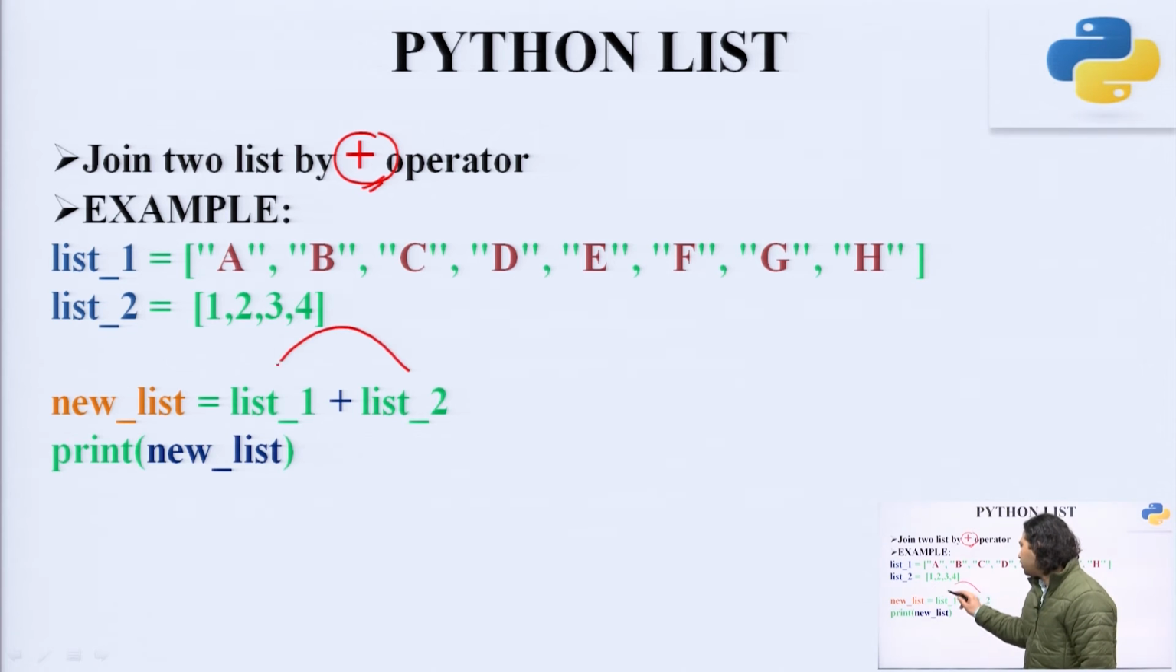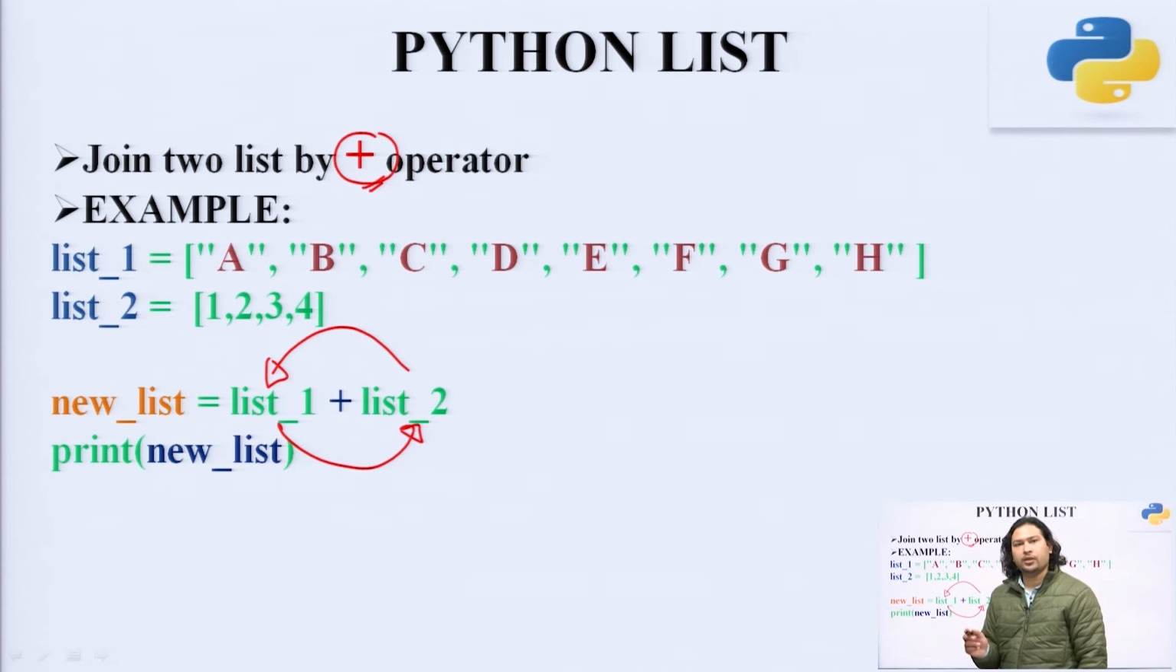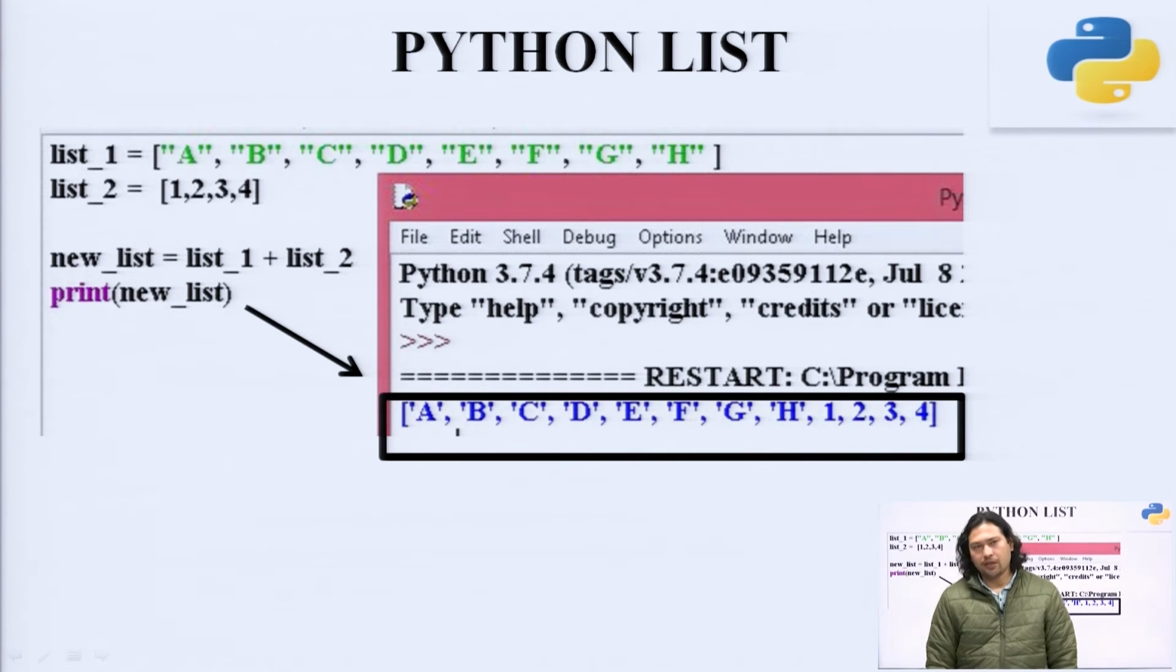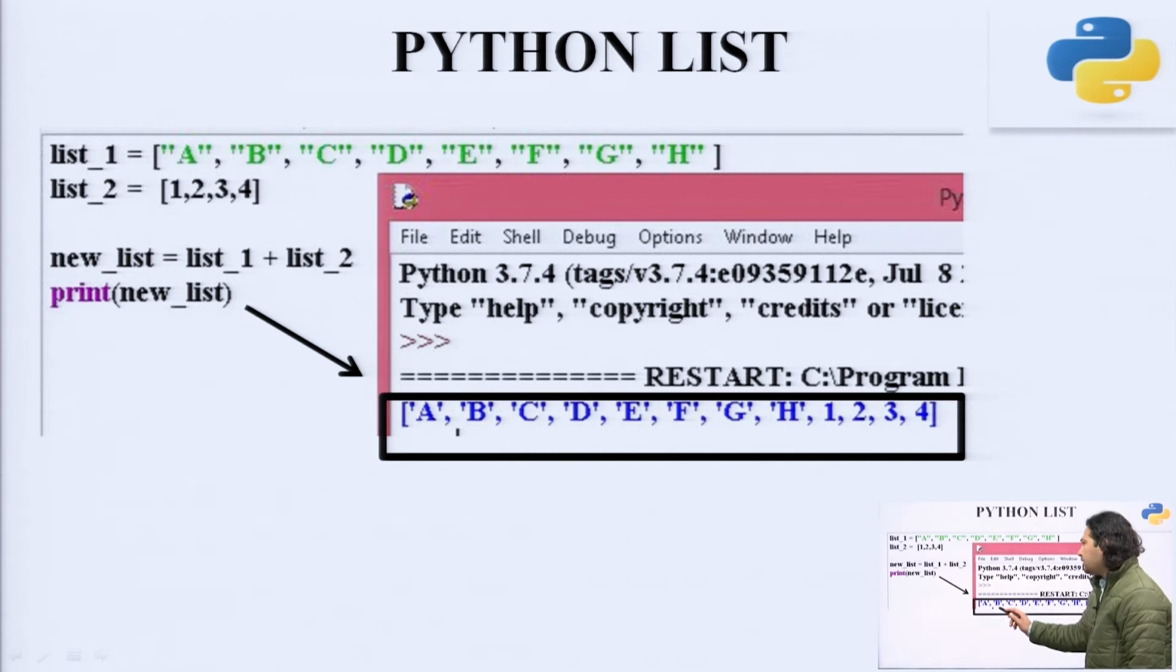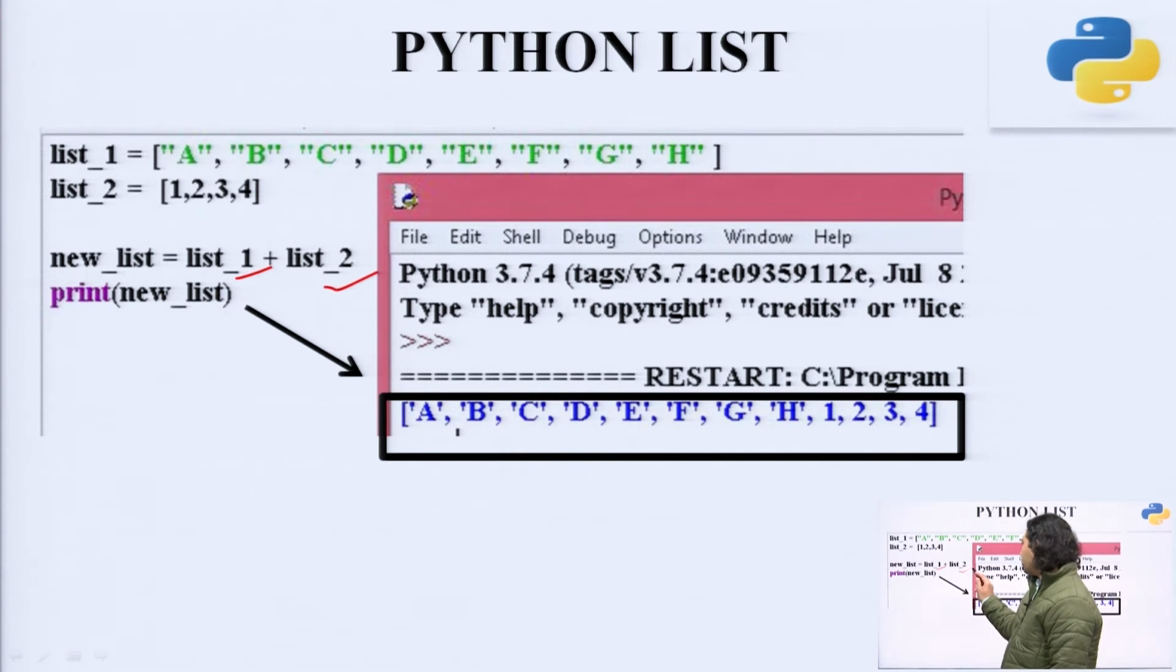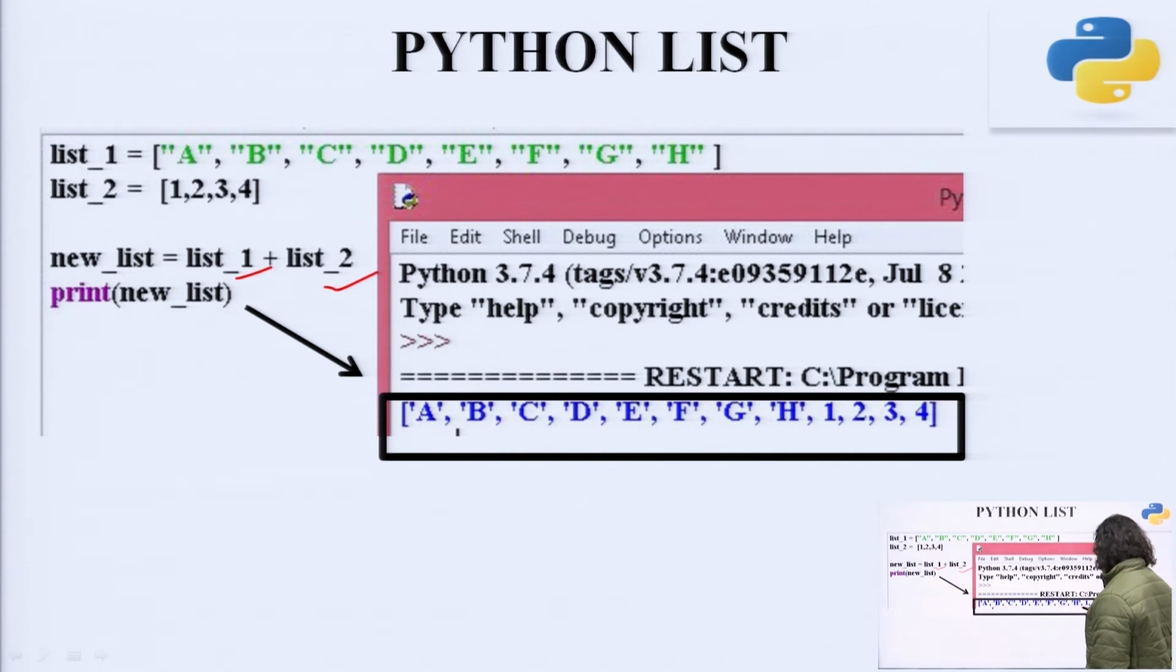If you are going for list 2 plus list 1, the order will be different, that is 1 2 3 4 followed by A to H. Here you can see in the output that the order is list 1 followed by list 2. So, here list 1 followed by list 2.